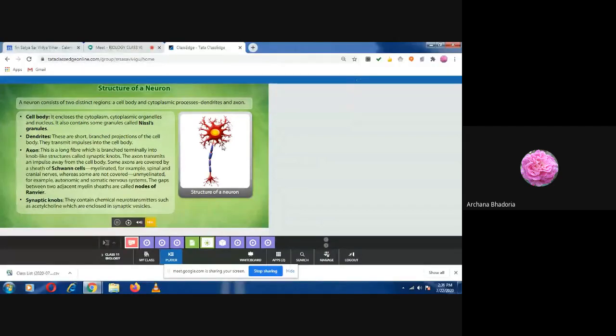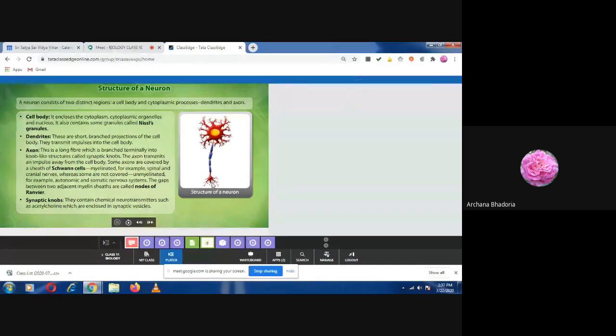And now the axon. So axon is a long fiber. Terminally it is branched, and these branches have knob-like structures, which you call synaptic knobs. Now the axon transmits the impulse away from the cell body. Cell body से ले जाने का काम impulse का axon का है. And this axon will give this nerve impulse to the next neuron.